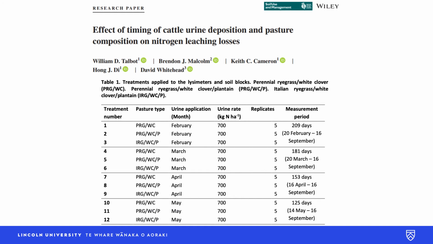For the third year experiment, we looked at the timing cattle urine had on nitrogen losses and the effect pasture composition had on nitrogen losses. We had 3 pasture types: traditional perennial ryegrass white clover, perennial ryegrass white clover and plantain, and Italian ryegrass white clover and plantain. We applied urine in February, March, April or May, at 700 kgs nitrogen a hectare.